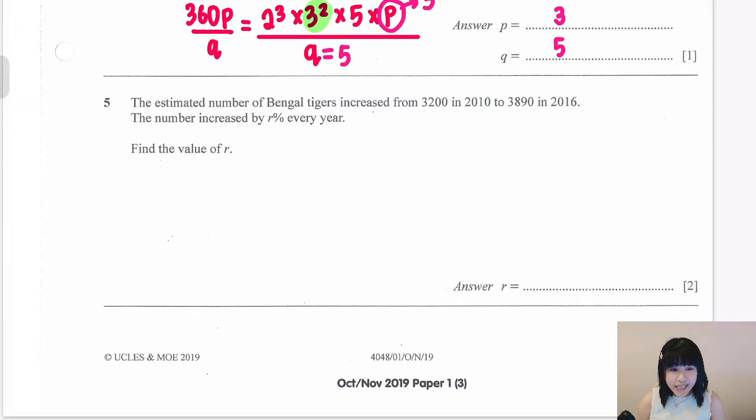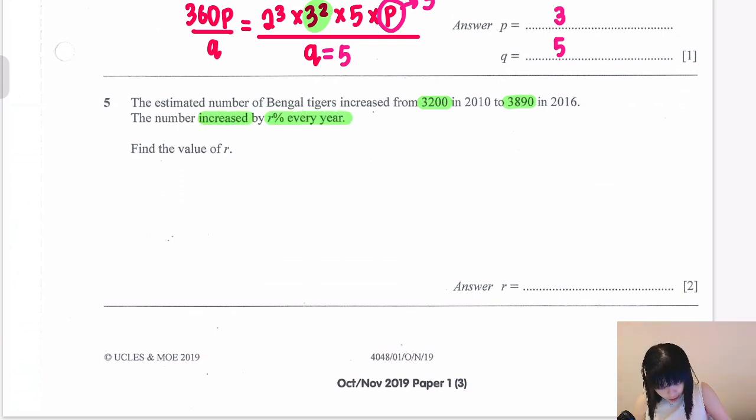Question 5. The estimated number of Bengal tigers increased from 3200 in 2010 to 3890 in 2016. The number increased by R% every year. Find the value of R.